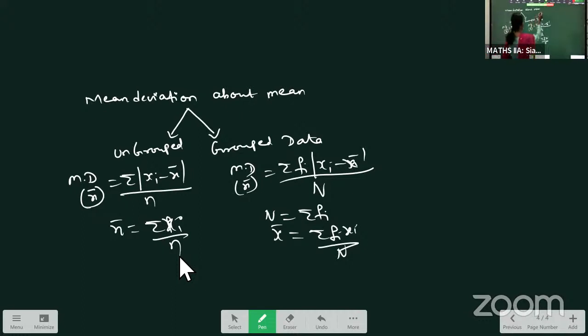Suppose he asks for median, then instead of mean we have to replace it by median. So this x bar changes to capital M. Here also x bar changes to capital M. So how to find the median? With respect to that we have to go. By using these formulas, now we will solve the question.